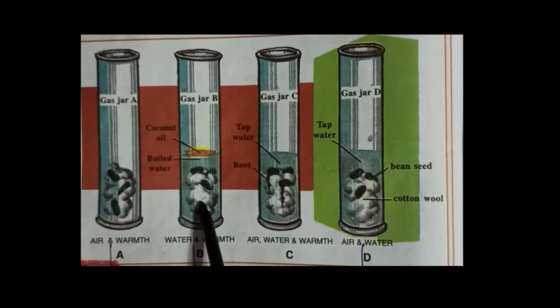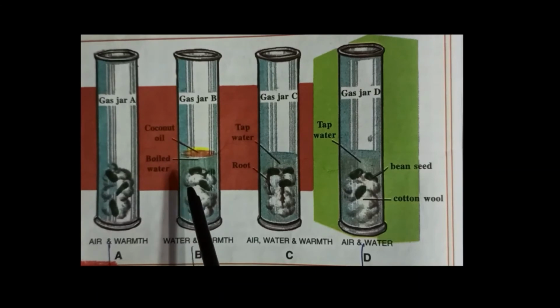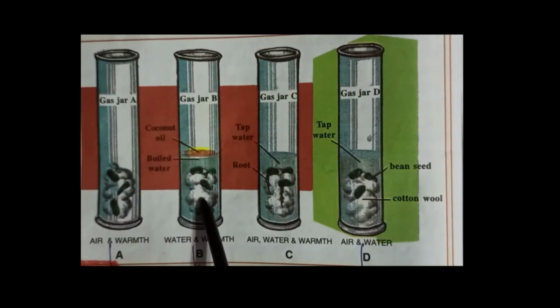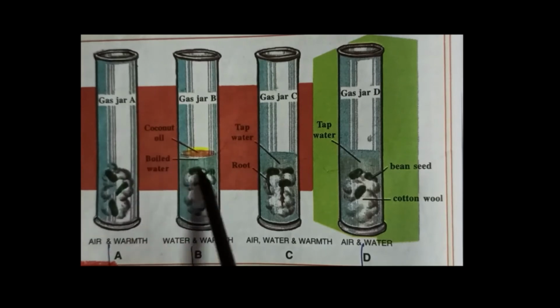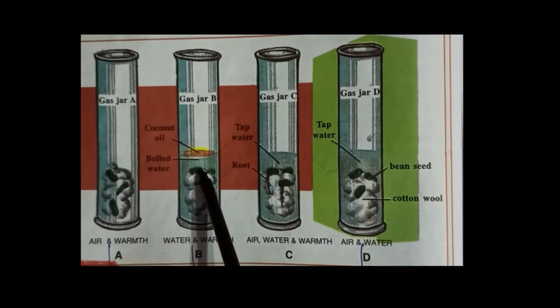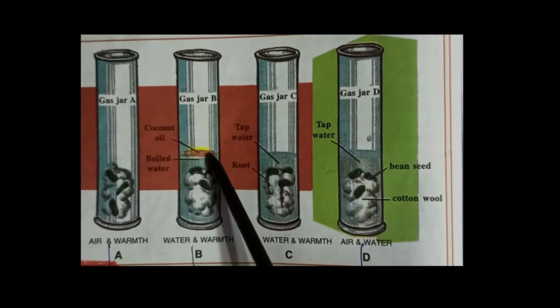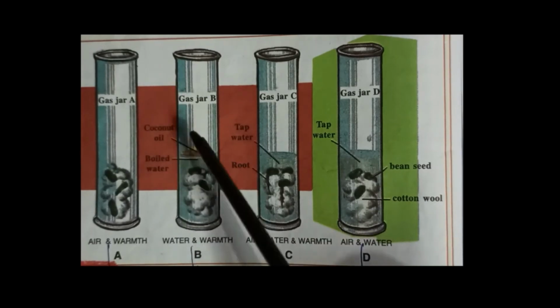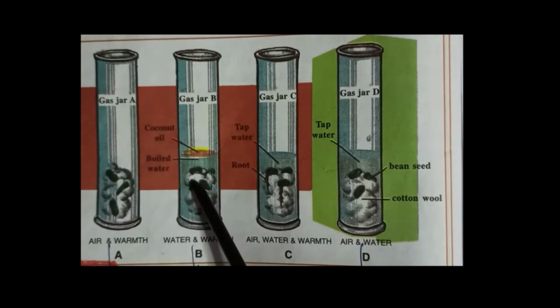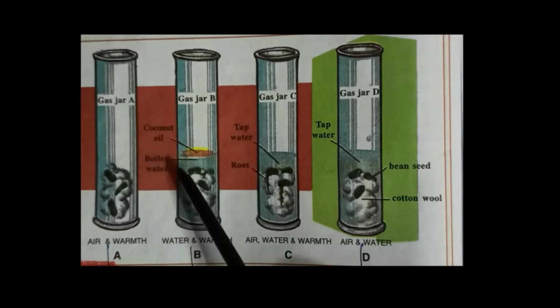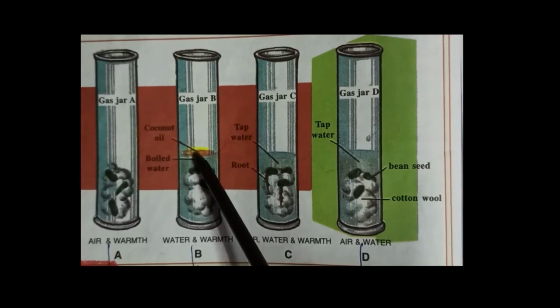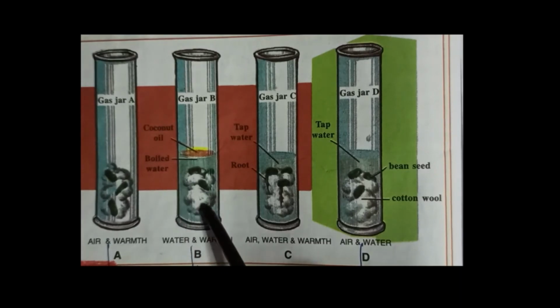In jar B, put cotton with bean seeds and add some water. The water should be boiled and cooled. Here we boil the water to remove the air present in it. Then on the water put coconut oil or any oil to make a layer over the water so that no diffusion of air takes place. Here water is available and suitable temperature is available, but there is no air because we have restricted it by putting the oil and by using boiled water.